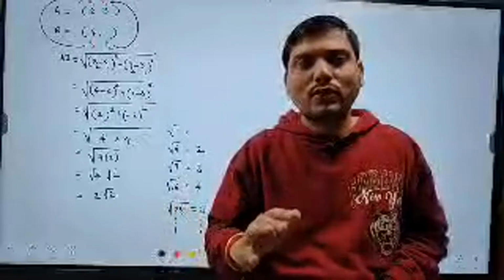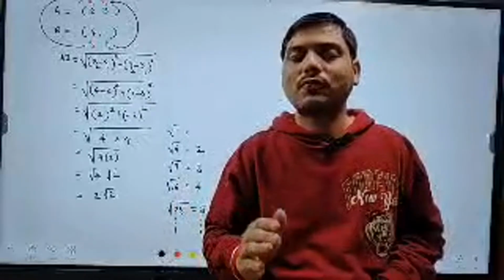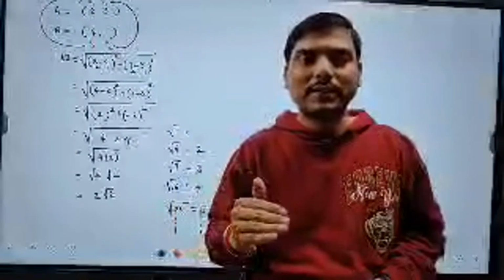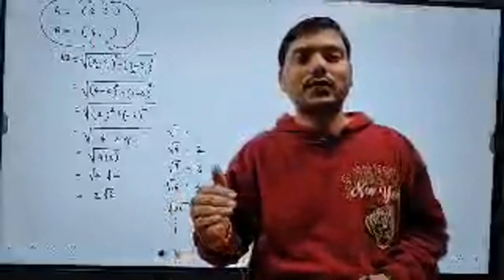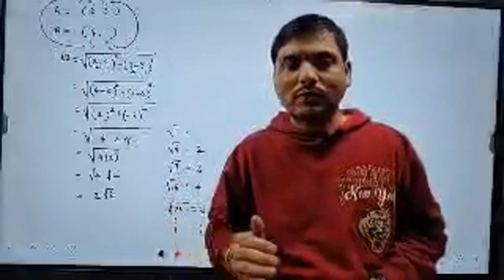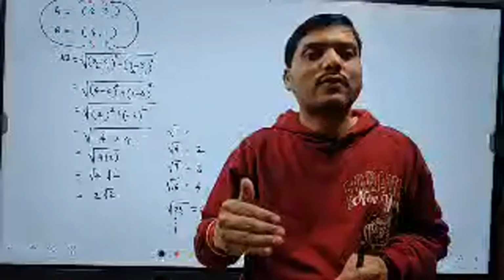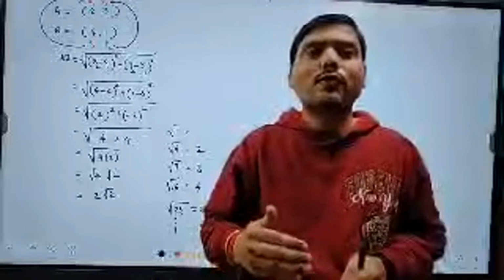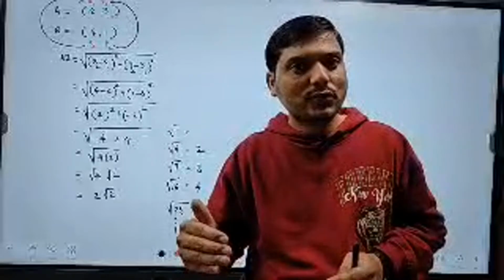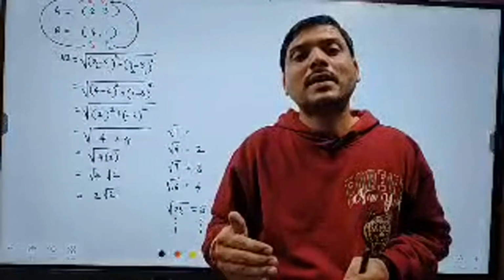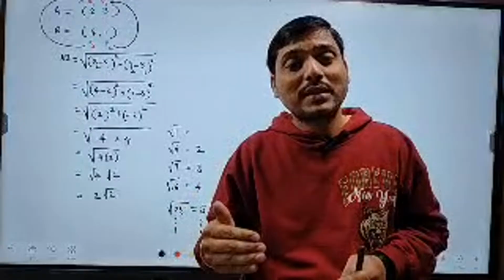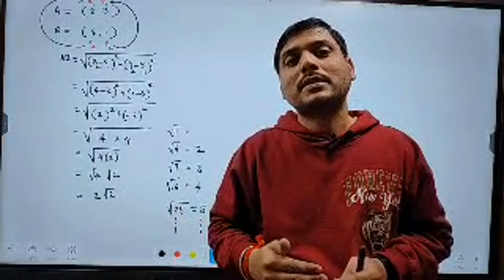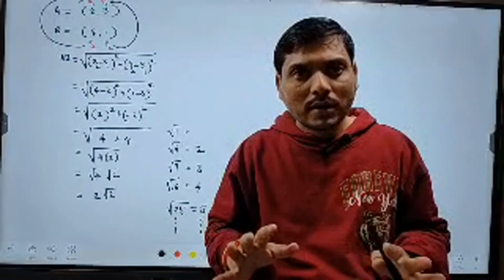11 square 121, 12 square 144, 13 square 169, 14 square 196, 15 square 225, 16 square 256, 17 square 289, 18 square 324, 19 square 361, 20 square 400, 21 square 441, 22 square 484, 23 square 529, 24 square 576, 25 square 625, 26 square 676, 27 square 729, 28 square 784, 29 square 841, 30 square 900.